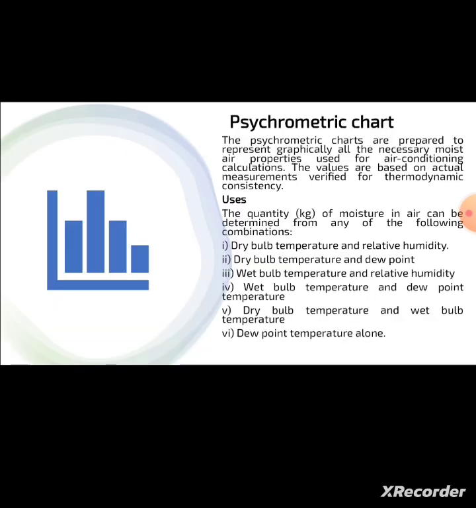So the psychrometric charts are represented in a graphical form, which represents air properties used for air conditioning and drying calculations. The inputs used are dry bulb temperature and relative humidity. These combinations are useful for determining certain properties. So the combinations are dry bulb temperature and dew point, wet bulb temperature and relative humidity, wet bulb temperature and dew point temperature, wet bulb and dry bulb, and dew point temperature alone. So the chart will be like this only.